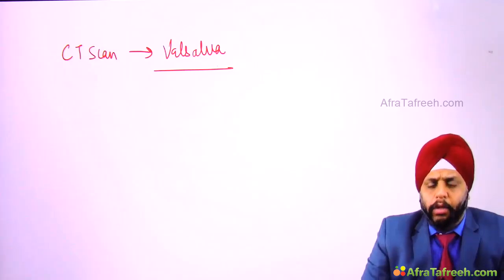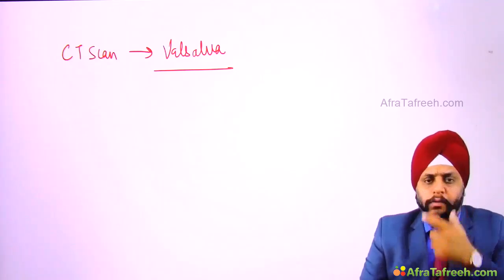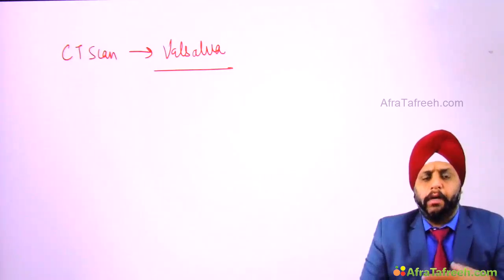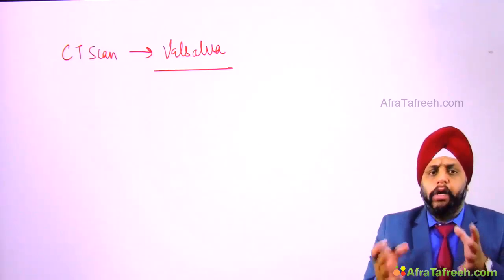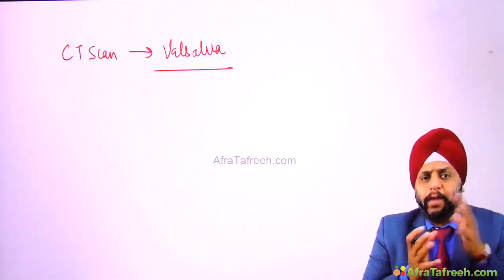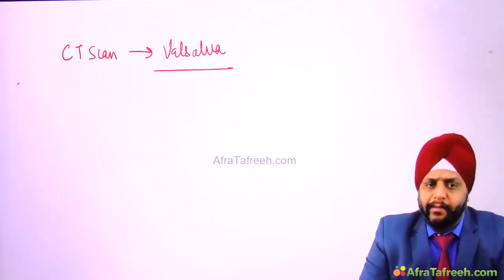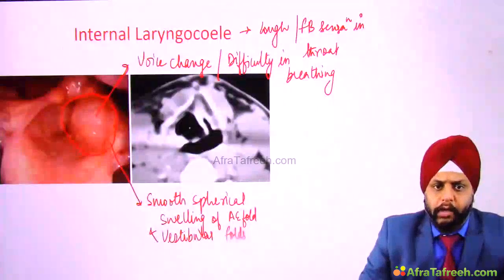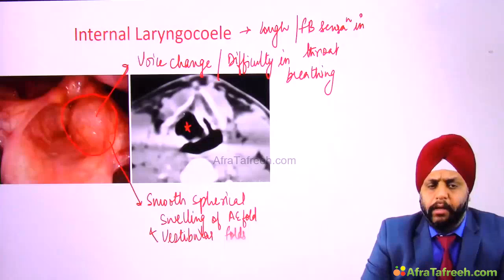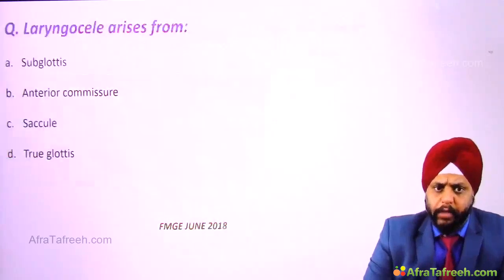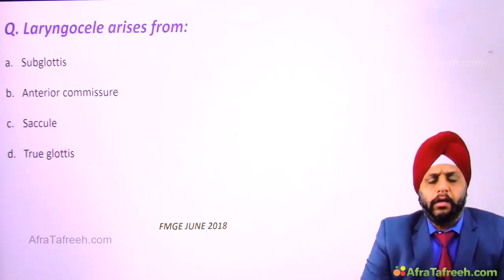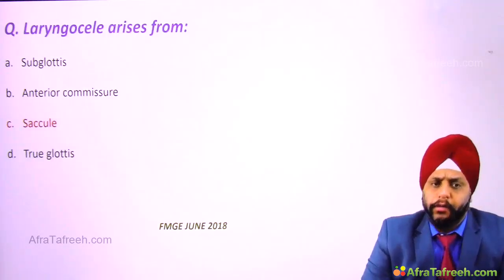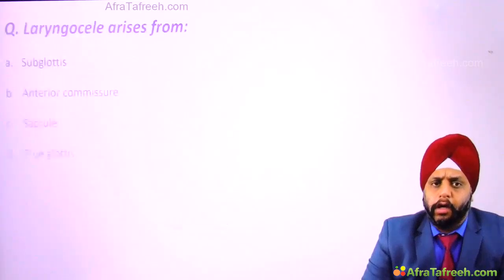Why Valsalva? What is Valsalva? You ask the patient to close the nose and blow the cheeks. So you are increasing the pressure in the pharynx. And this pressure will go into the laryngocele, it will expand the laryngocele, increase its size, and it is therefore nicely visible. You look over here, this is the CT scan, you can see the big, nice internal laryngocele, right? Now a question asked in the June 2018 exam: laryngocele arises from the saccule, the anterior most part of the ventricle of the larynx.